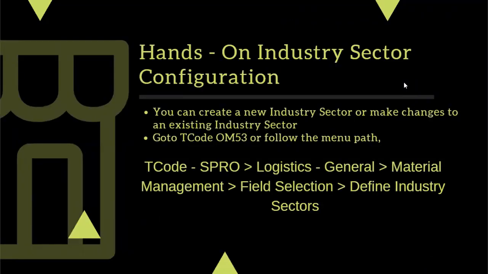So in order to configure the industry sector, you can go through the transaction code OM53, or you can follow the below path, T code, SPRO, navigate to logistics general, material management, field selection, and choose the option define industry sector. You can either create a new industry sector or make changes to an existing industry sector. It's already available and provided by SAP. We'll now see how this can be done in SAP.